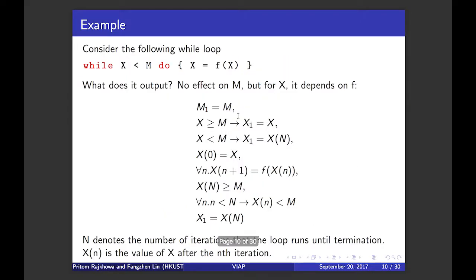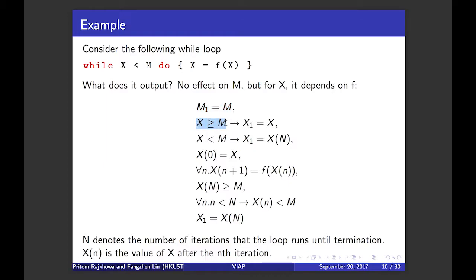So now let's try to apply these rules. When we apply this translation rule to this example, what will be the output? From these axioms, it shows that the value of m hasn't changed during the execution of the program, but the value of x depends on x.